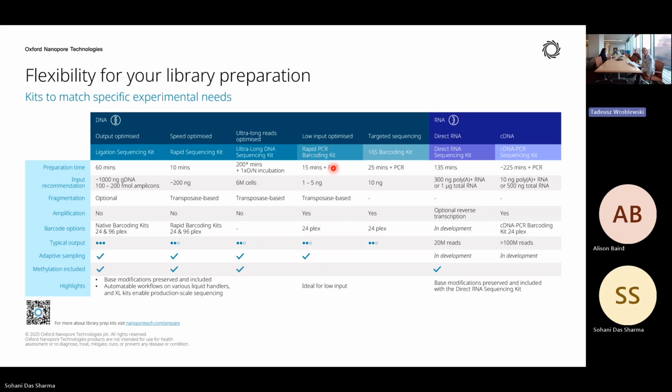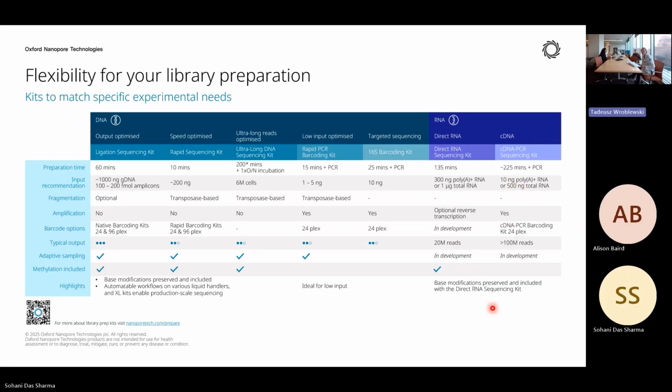There is a low-input optimized kit, for when we don't have enough starting material. It has the PCR step. There is targeted sequencing specifically for the microbiology or microbiome space, called the 16S Barcoding Kit. And for RNA, we do have a direct RNA sequencing kit where there is no need to do reverse transcription. You can read the RNA strand directly, but there is also a cDNA-based approach where you can utilize reverse transcription and then make a library out of it.